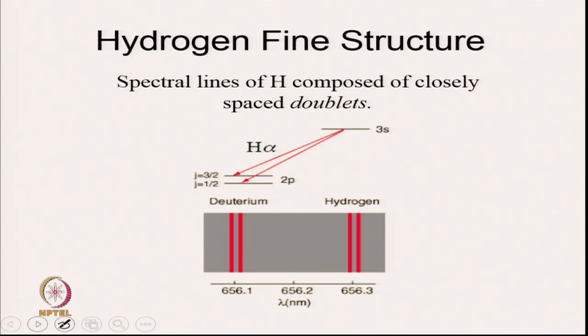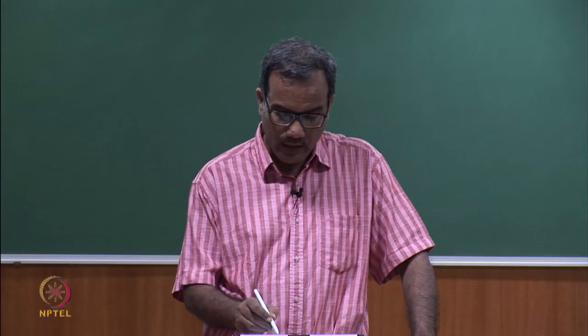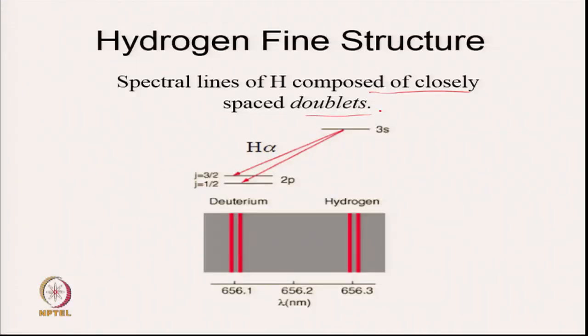So, now look at the spectral line of the hydrogen atom. Here we are discussing hydrogen fine structure. It will be composed of closely spaced doublets. For example, if you are going from 3s to 2p, I told you for 3s there will be no splitting, for 2p there will be two energy levels. Because of spin orbit coupling, the 2p level will not be degenerate, it will be split into two different levels given by j is equal to 3 by 2, j is equal to half. And that corresponds to two different lines in the hydrogen spectrum.